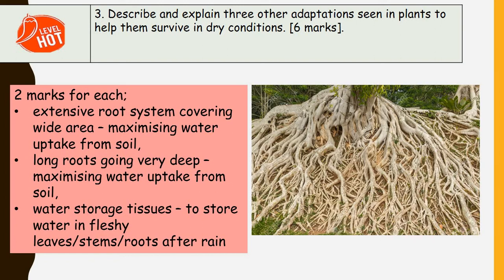And it might be worth just thinking about why. If you've got a much more extensive root system, not only going deeper into the ground to get the water, if you have more roots, you will have more root hairs, therefore a larger surface area on those roots, which will maximize the absorption of water. So again, this is relating to surface area. If you want to take that a bit further, that'd be really good. Long roots go very deep, maximizing water uptake from the soil, but again, you can bring in surface area there. More roots, more root hairs, more surface area, more water absorption.